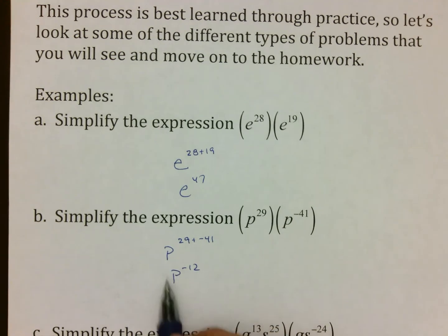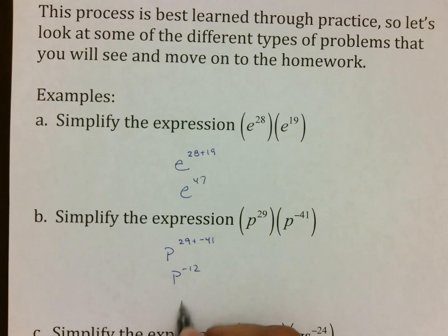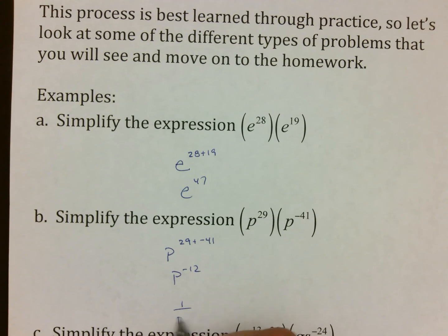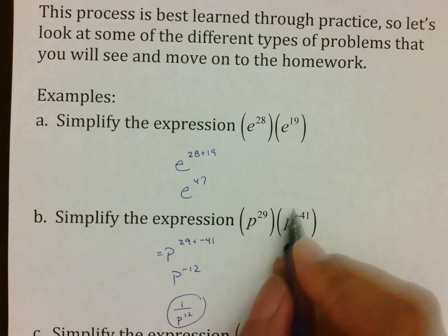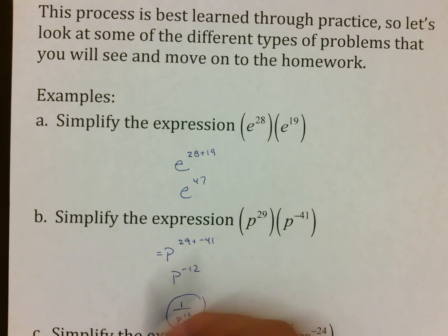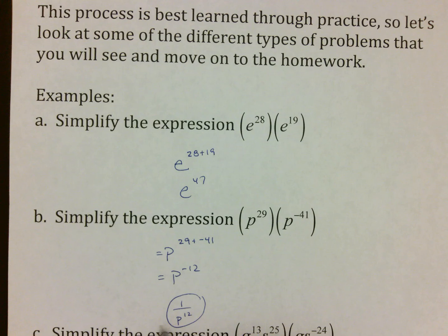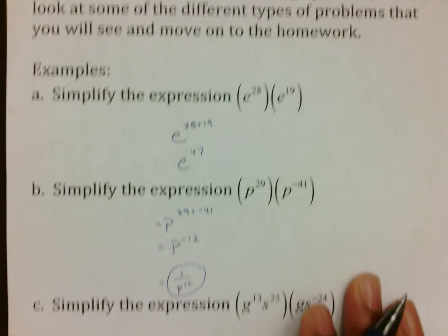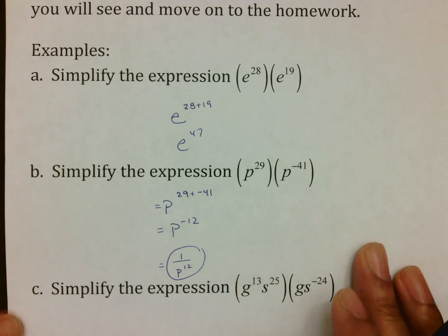But if you remember from the last section, you can't leave a negative exponent, so this negative 12 actually wants to equal 1 over p to the 12th. So this turns into the addition of the exponents here, that turns into a negative exponent, and that leads us to our final answer of 1 over p to the 12th. On your homework, you have to show all 3 of those steps, but that is just my way of making sure you understand each of those things as it goes.